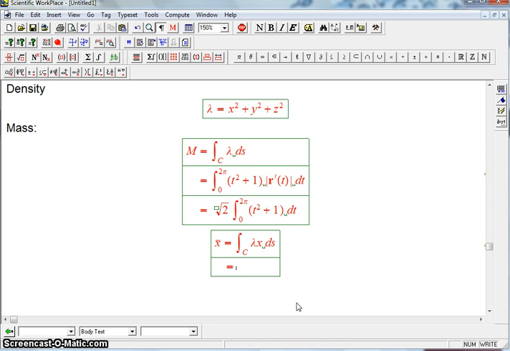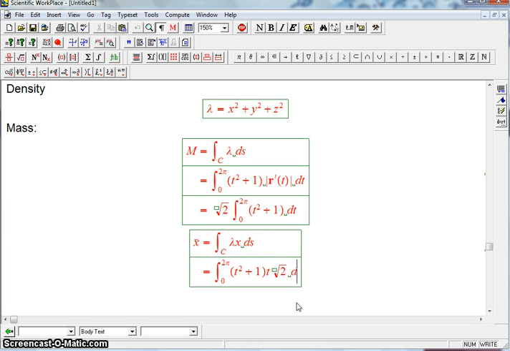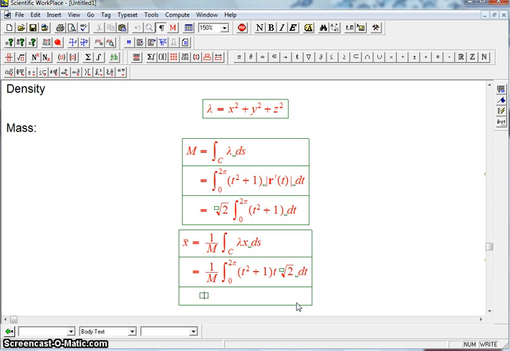It's going to be very much the same setup. Okay, I've got less than 3 minutes left on the screencast here. So we've got the t squared plus 1 is still the density. Then x is t, and then we've still got the root 2 dt. And then of course it's 1 over m times that. I got distracted here. We always have to divide by the mass. So that's something calculated above. That's not too bad.